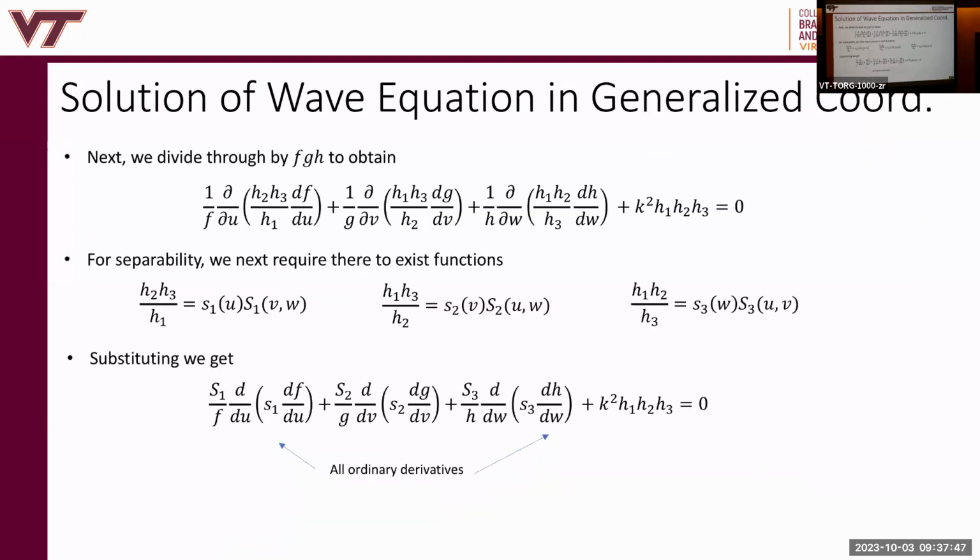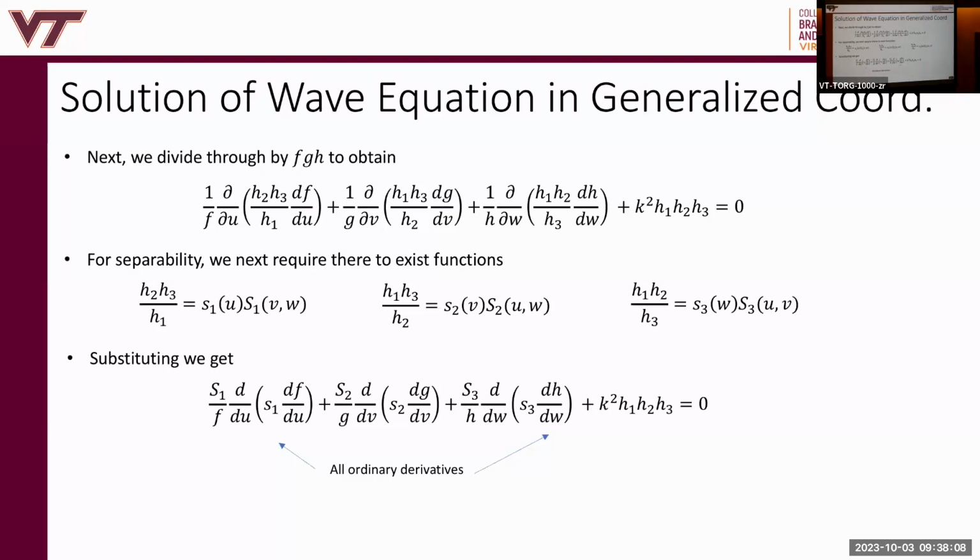Okay, so divide through by FGH. I'm not gonna go through the details. For separability, we require that there exist these functions. You can read through this if you're more interested in it, but basically we need to be able to separate this into a function which is a single variable function, then you can still have a multivariate function. So you can factor that out.